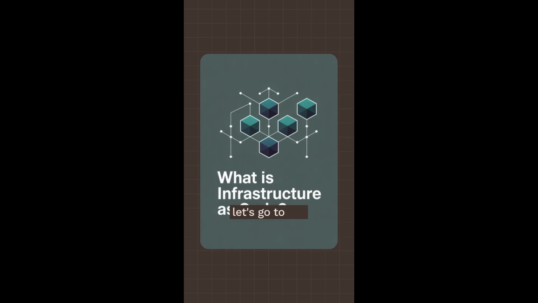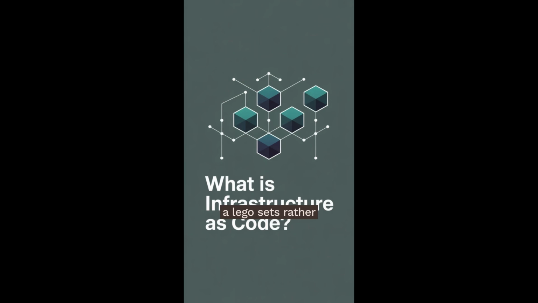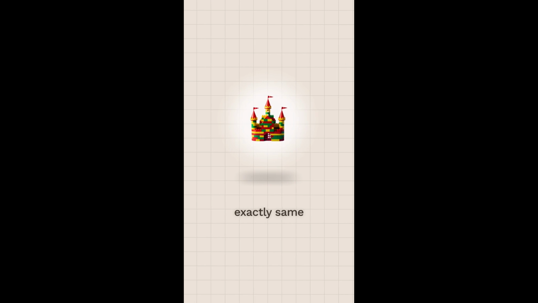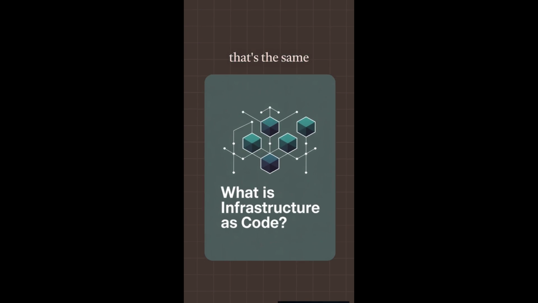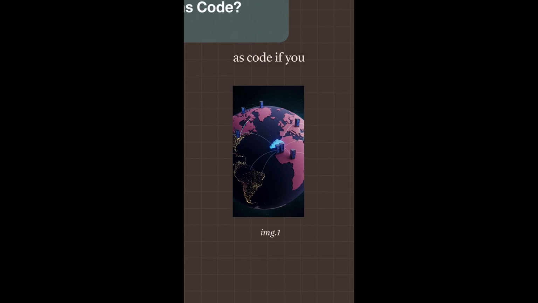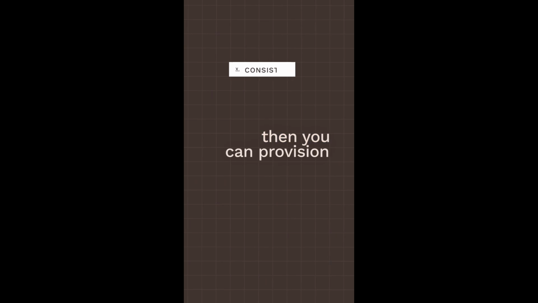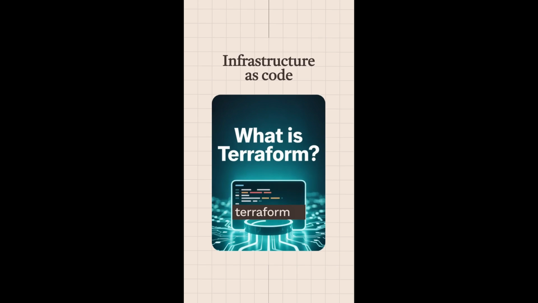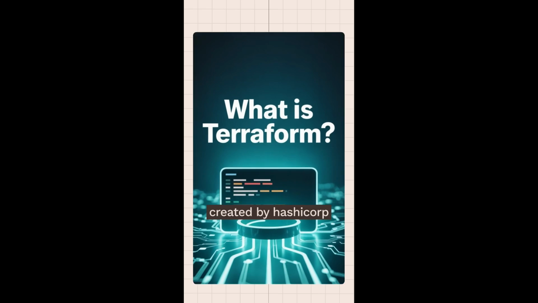Now let's go to the simplest explanation. Imagine infrastructure as code as an instruction manual for building a Lego set. Rather than randomly putting Lego pieces together, you have step-by-step pictures to follow, so you build exactly the same castle everywhere, every time. That's the same way infrastructure as code works. If you have written IaC templates, then you can provision the same kind of infrastructure in different accounts, different regions, and different availability zones.